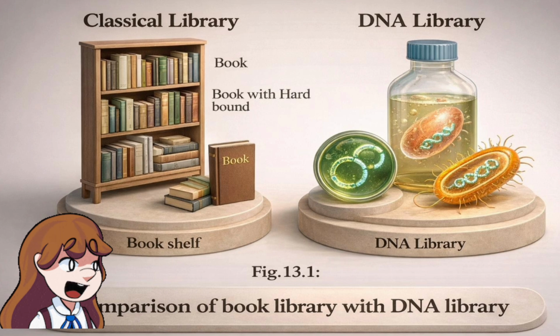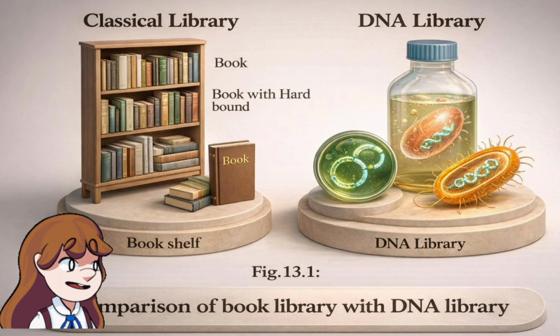A book is stored in a bookshelf, while a DNA fragment is stored in a host cell in a culture flask. Many books are stored in a bookshelf, while several culture flasks are stored in a culture collection. In the book library, books are replicated by xeroxing, while in the DNA library, DNAs are replicated by subculturing the host cell.